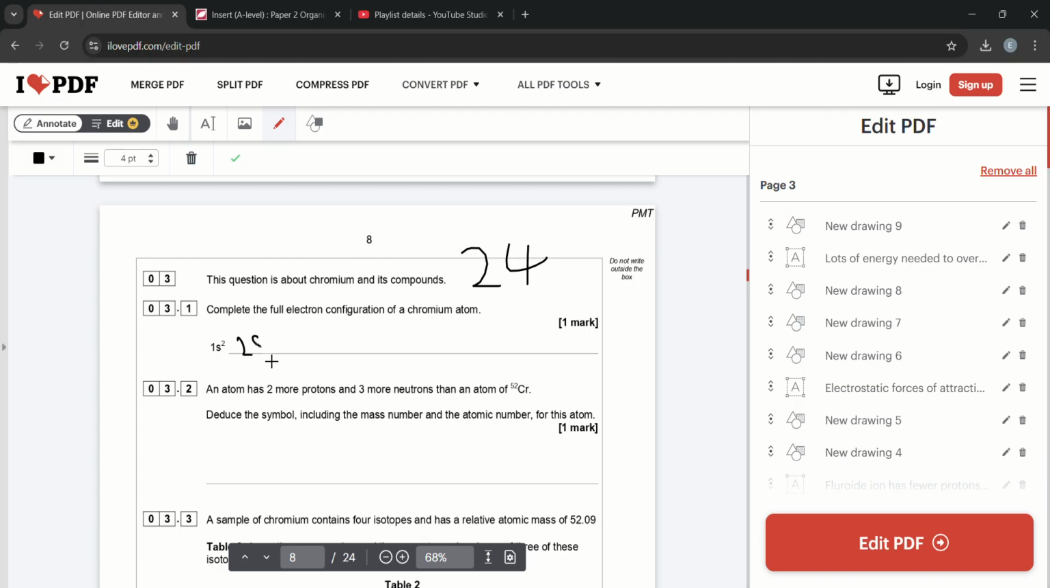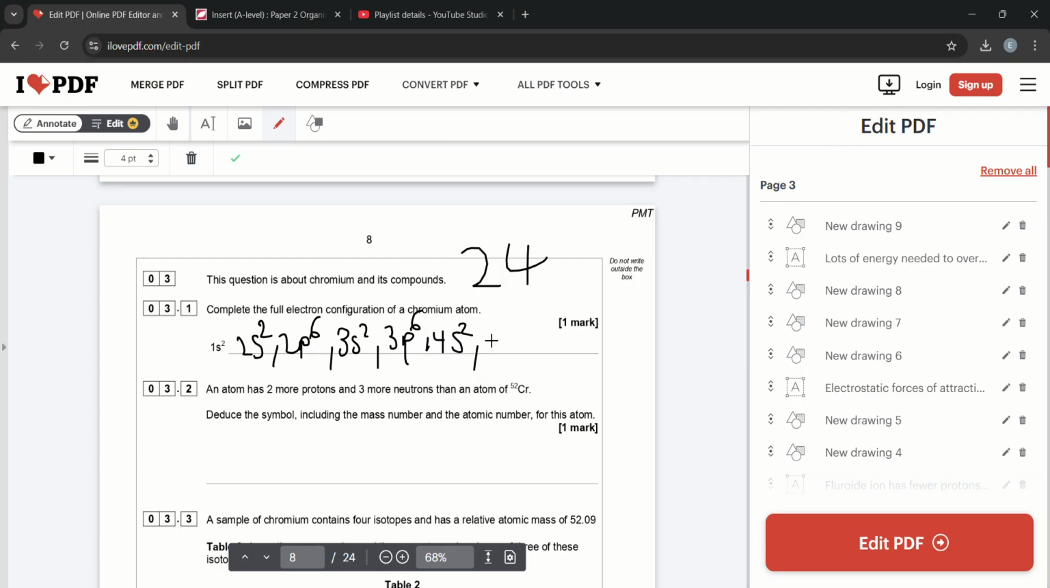1s2, 2s2, 2p6, 3s2, 3p6, 4s2. What are we on now? So 2 plus 2 plus 6 plus 2 plus 6 plus 2, 20. We still need 4 more.